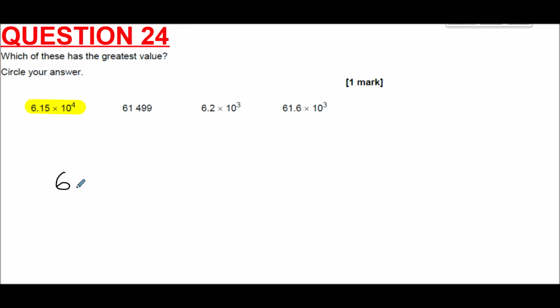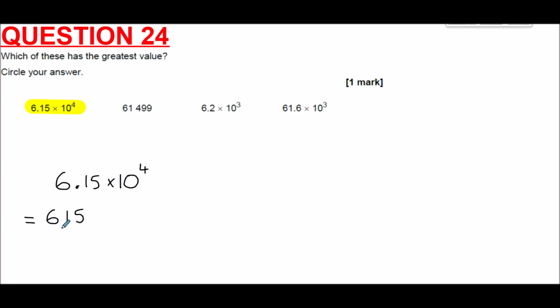The first one is 6.15 multiplied by 10 to the power 4. Now the power of 10 tells us how many places this decimal is going to move. If it's a positive power, like it is here, the decimal will jump to the right. A negative power means the decimal jumps to the left. So the decimal is going to move 4 places to the right, because the power of 10 is 4 for this number.